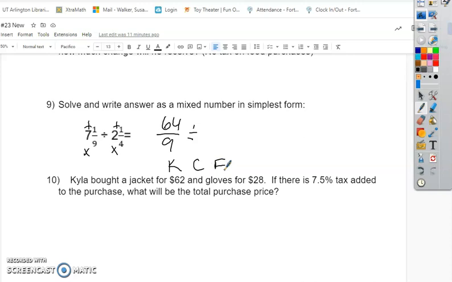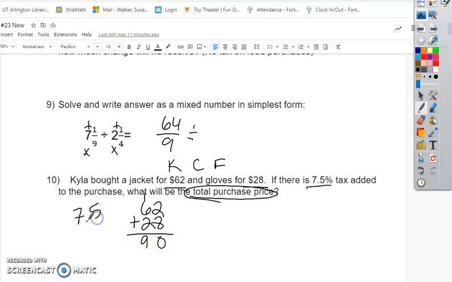Number 10, Kyla bought a jacket for $62 and gloves for $28. If there is 7.5% tax added to the purchase, what will be the total purchase price? So guys, we have to find our subtotal first, right? I'm going to go on and do that because I know you know how to add. That's our subtotal. Then we change the percent to a decimal. And when it looks like this, I'm going to multiply it this way.